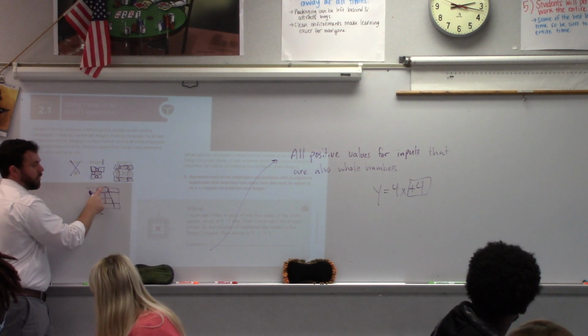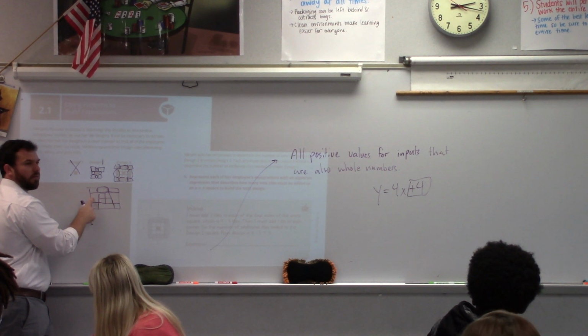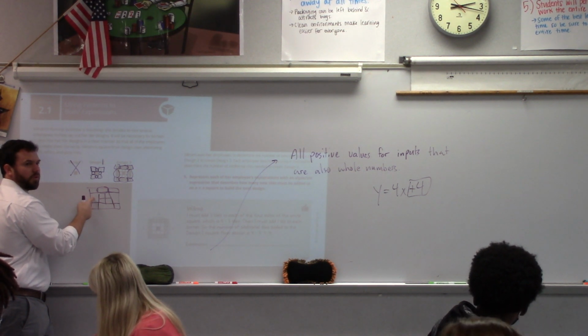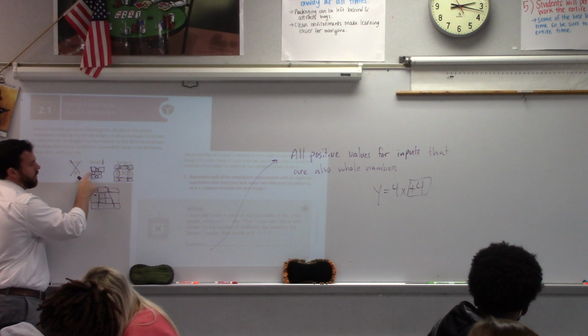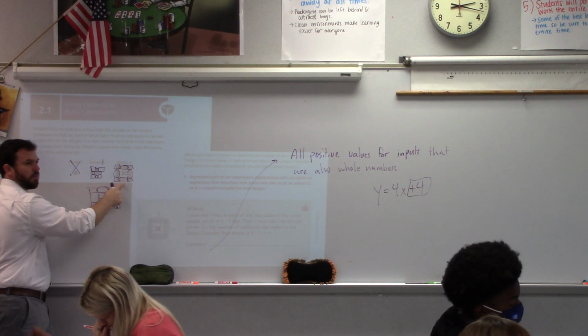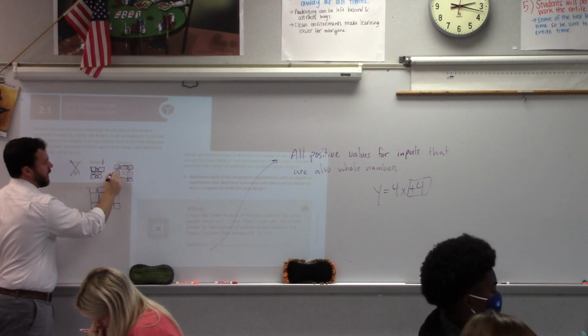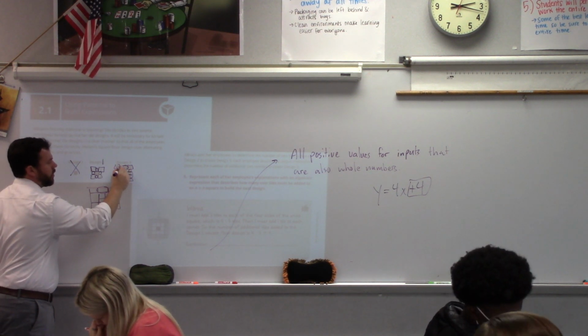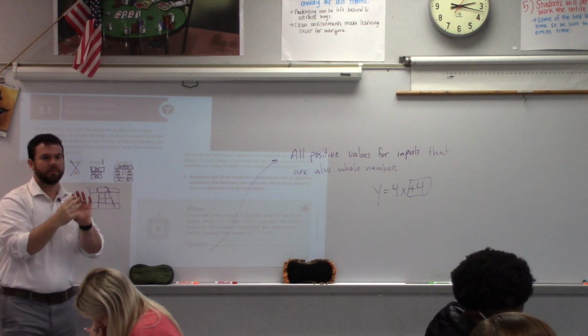So 2, 2, 2, and 2. So we have 4 groups of 2 each. Here we had 4 groups of 1. Here we had 4 groups of 3. That'd be 3, yeah, for design 3. So for design 4, we'd have 4 groups of 4.